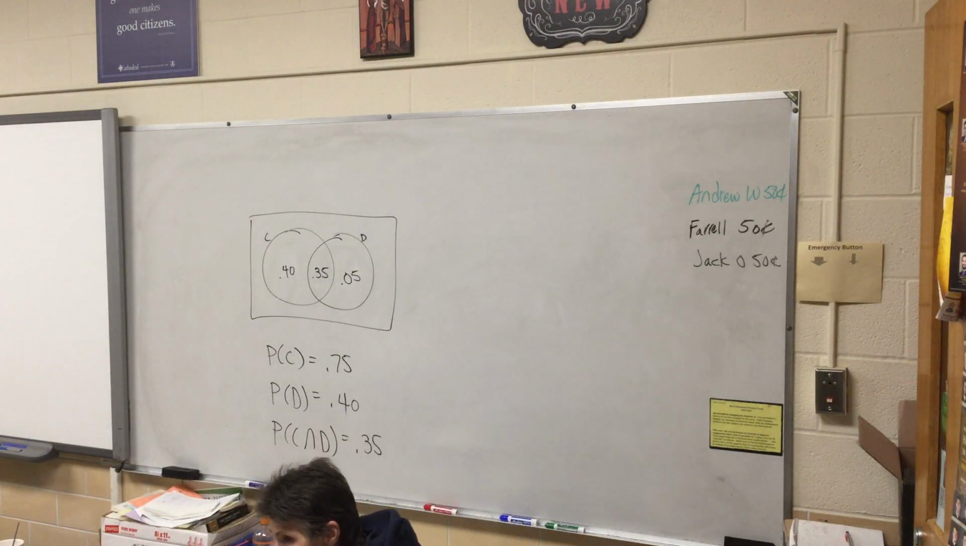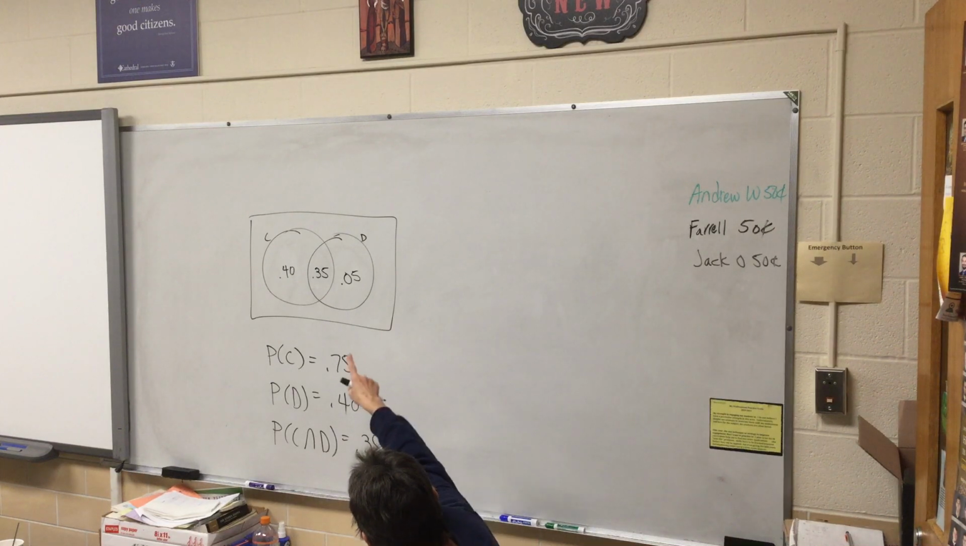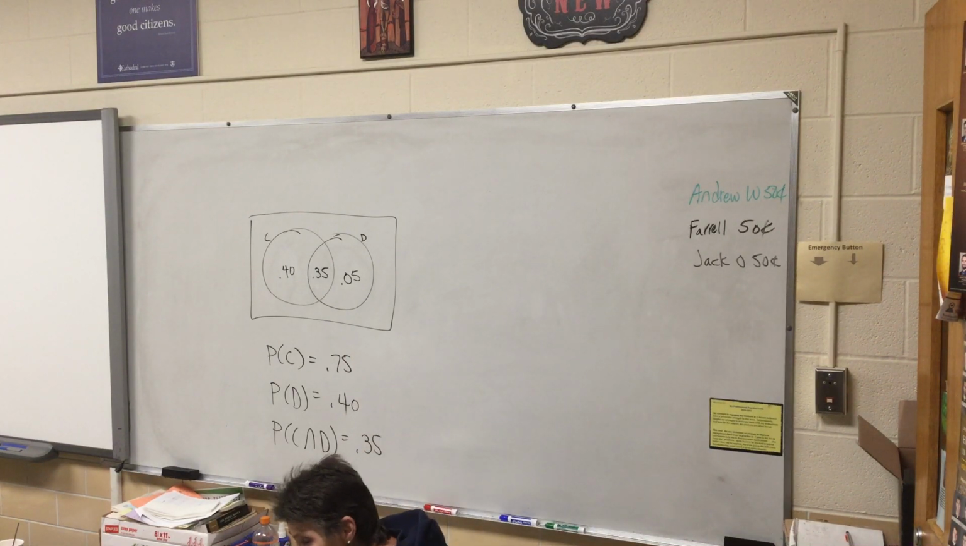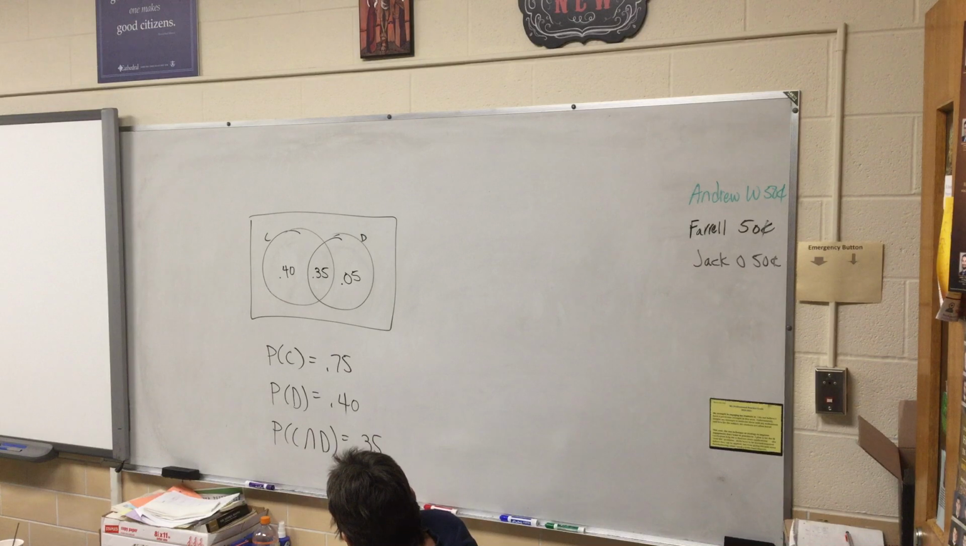David, does that make sense to you now that we talked about it? Okay, good. We always want to start by filling in our overlap. Fill in your overlap first. So that was the 0.35. And then you can do subtraction to get the other ones.